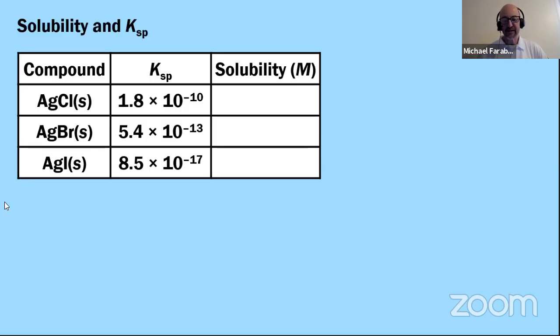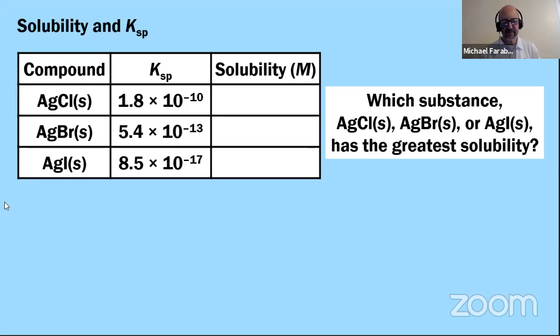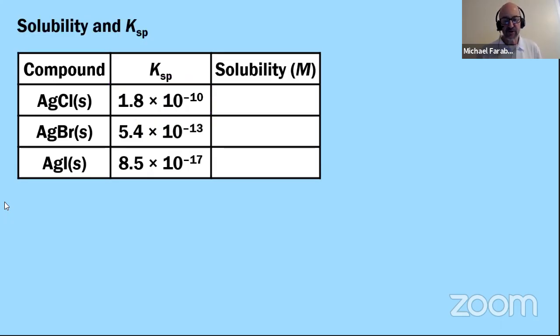But suppose you didn't have a calculator and this question were asked. Which substance, silver chloride, silver bromide, or silver iodide, has the greatest solubility? If you didn't have a calculator and all you had was the Ksp values, well, I would assume that the larger the Ksp value, the larger the solubility would be. And that is a good assumption to make based on this comparison of very similar compounds with similar formulas. They have a 1-to-1 ratio between cations and anions. So I would assume that silver chloride is the most soluble without doing any math. Now, how would you do that math?